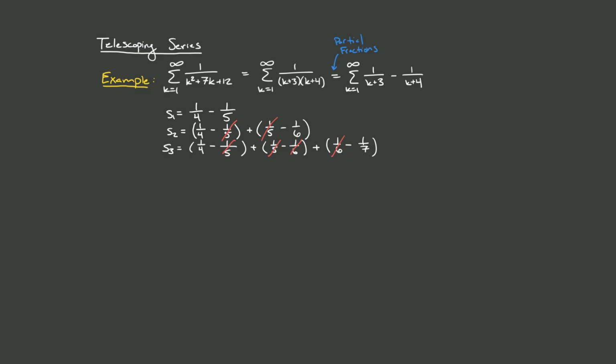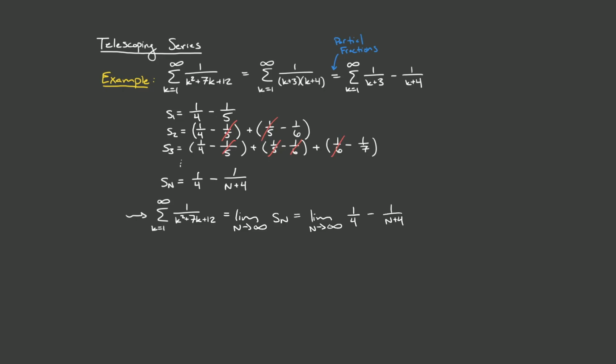The moral of the story is that in the nth partial sum, all of the middle terms are going to cancel, and we'll be left with just the first term, which is a fourth, minus the last term, which for the nth partial sum will be 1 over n plus 4. Now we can compute the sum just like we did before by taking the limit of the partial sums. That is, the limit as n goes to infinity of 1/4 minus 1 over n plus 4, which is just a fourth. So we found that this series converges, and we found that its sum is 1/4.